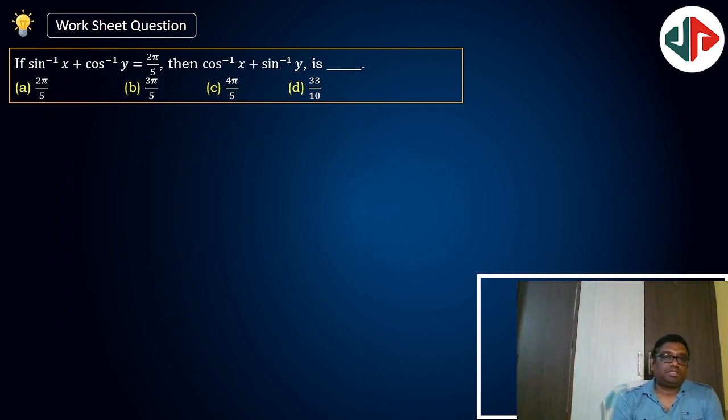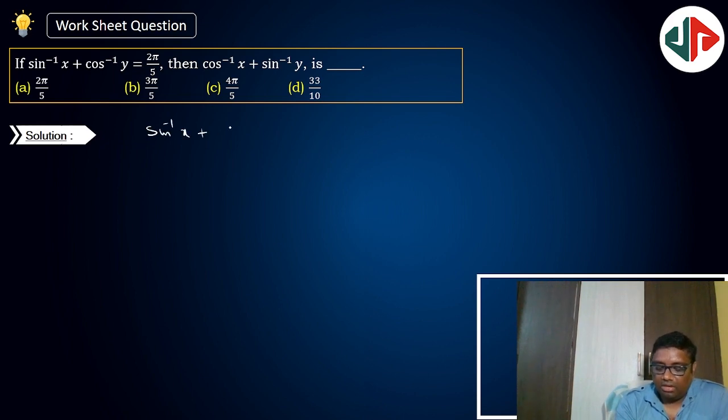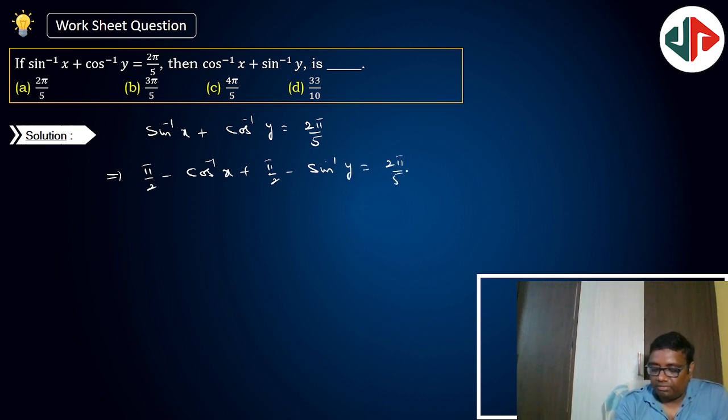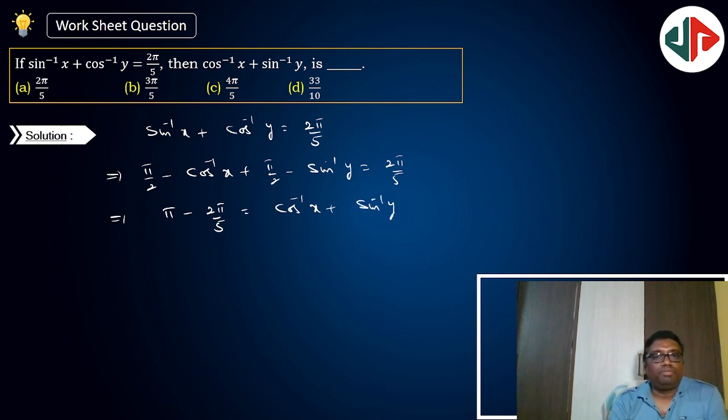If sine inverse of x plus cos inverse of y is equal to 2 pi by 5, then what is the value of cos inverse of x plus sine inverse of y? Sine inverse of x means pi by 2 minus cos inverse of x. Cos inverse of y means pi by 2 minus sine inverse of y, equal to 2 pi by 5. So it is nothing but pi minus 2 pi by 5, which is always equal to cos inverse of x plus sine inverse of y. So 3 pi by 5.